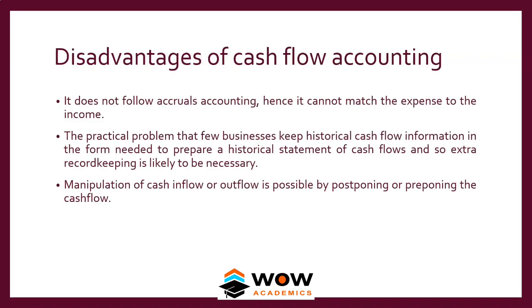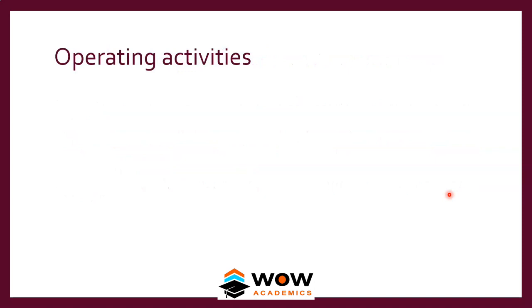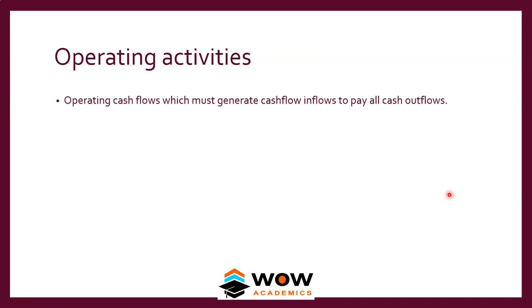So these are the disadvantages here. So next what we look at is about the headings of cash flows. The first one is operating activities. There are three activities: one is operating, one is financing, another one is investing. So first we look at the operating activities.